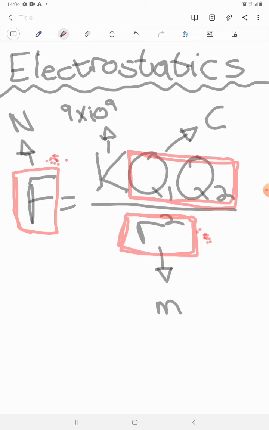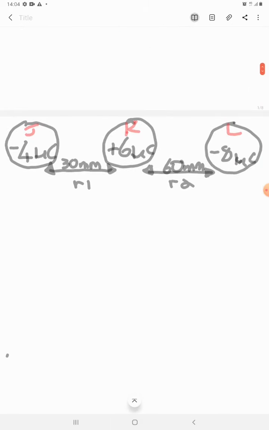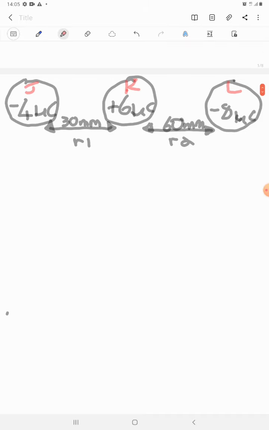I'll repeat it again. Coulomb's law states that the magnitude of the electrostatic force between 2 point charges, Q1 and Q2, is directly proportional to the product of the magnitudes of the charges and inversely proportional to the square of the distance between them. All right, and there you go. That is what we're going to look at when trying to complete this one.